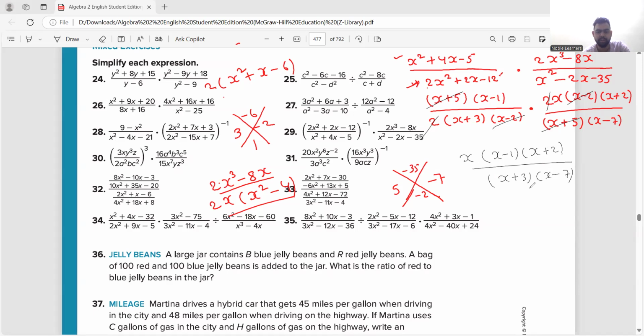I hope you're getting it. We don't have to distribute and multiply. This is only the way to write the answer. You don't have to multiply them, just leave it like that. And the vertical asymptotes, as you could see, are negative 3 and 7. So you could write the domain also out of this. I'm deleting this, okay?